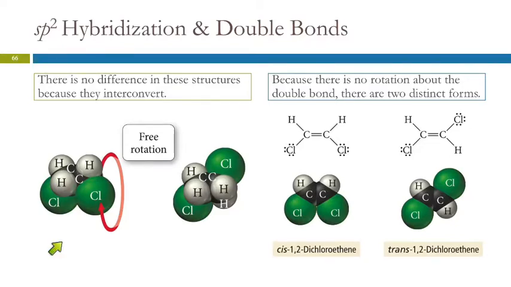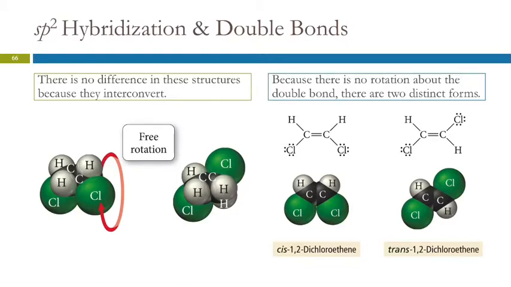So these are space-filling models now of those same compounds. With the single bond, we get free rotation, and so this can take many different configurations. With the double bond, there's no rotation, and so you're going to get two distinct forms. You can have these chlorines on the same side of the double bond or on opposite sides of the double bond, and it can't transform from one into the other without breaking the pi bond.